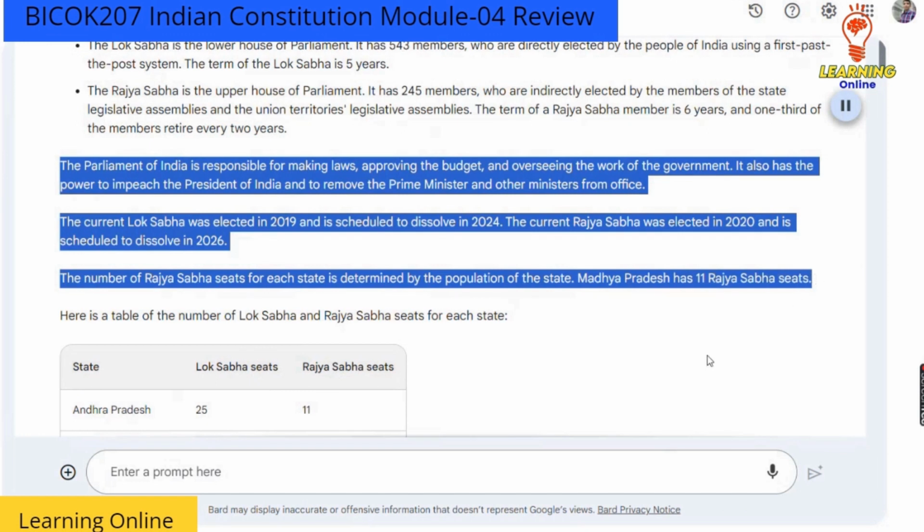It also has the power to impeach the President of India and to remove the Prime Minister and other ministers from office. The current Lok Sabha was elected in 2019 and is scheduled to dissolve in 2024. The current Rajya Sabha was elected in 2020 and is scheduled to dissolve in 2026. The number of Rajya Sabha seats for each state is determined by the population of the state. Madhya Pradesh has 11 Rajya Sabha seats.